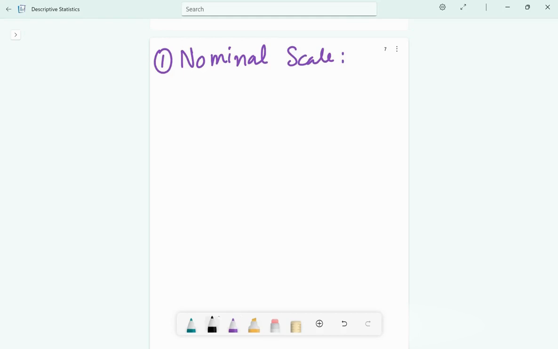What is nominal scale? It is a measurement scale that classifies the data into distinct categories in which no order or ranking can be implemented among the categories. These are the keywords, okay? So what did we understand? Not the categories, I meant characteristics.